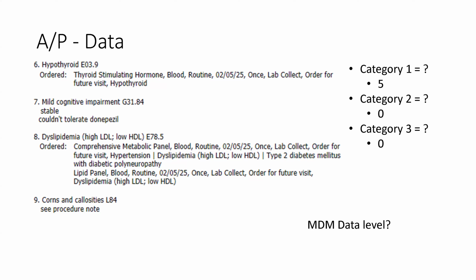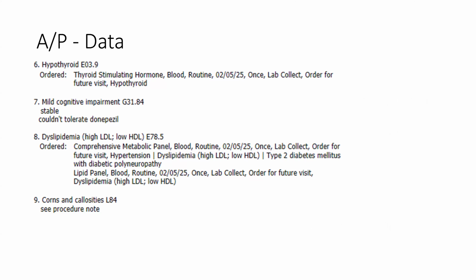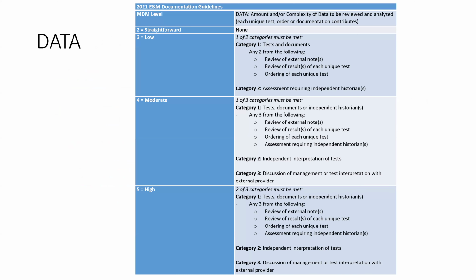In order to get to 5, I have to have two of the three. To get to level 3, you only need 2, or any of the other interpretation categories. Level 3 is just purely category 1 and independent.